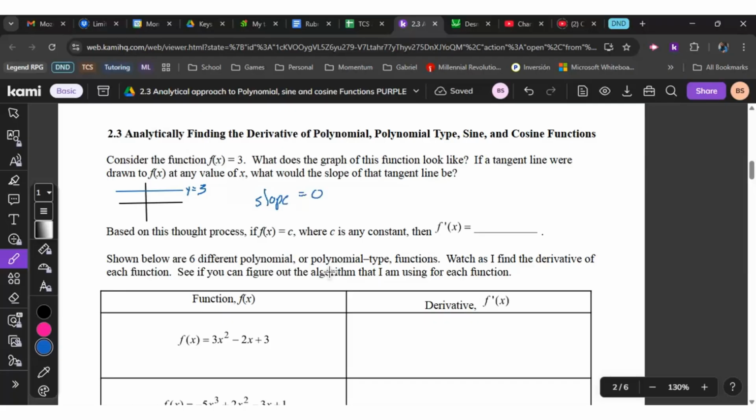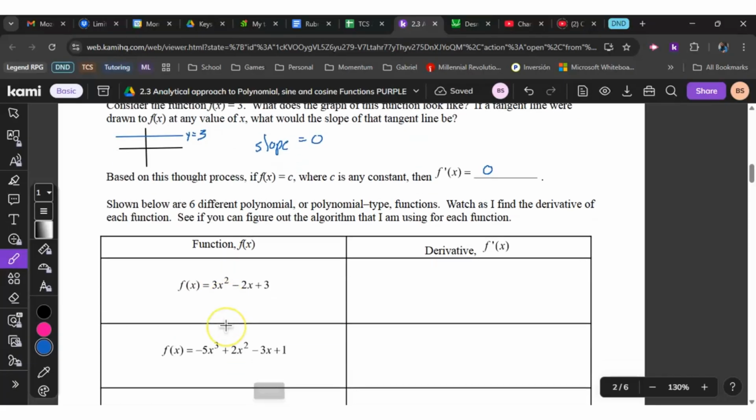So based on that process, if f of x equals c, where c is a constant, then the derivative is what? 0. Look at this. Girls paying attention already. All right, perfect.